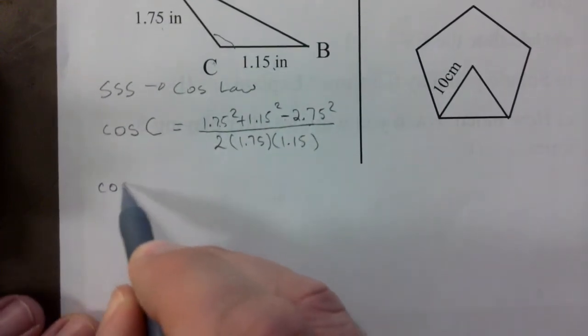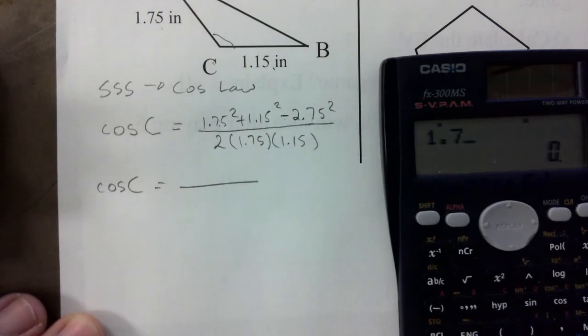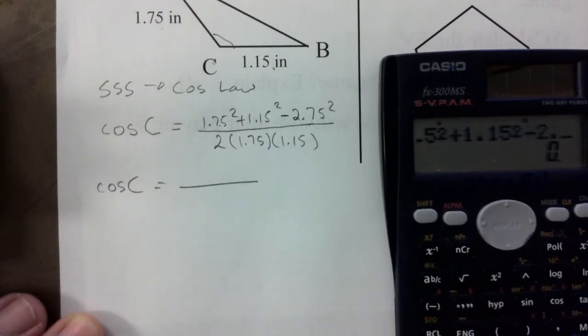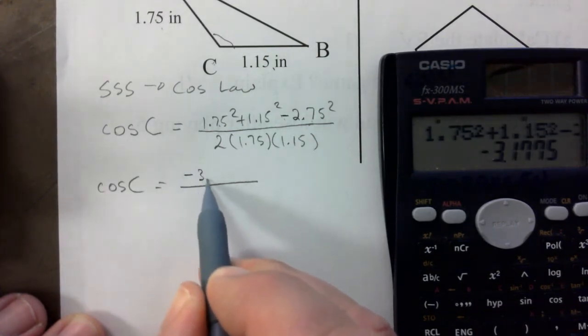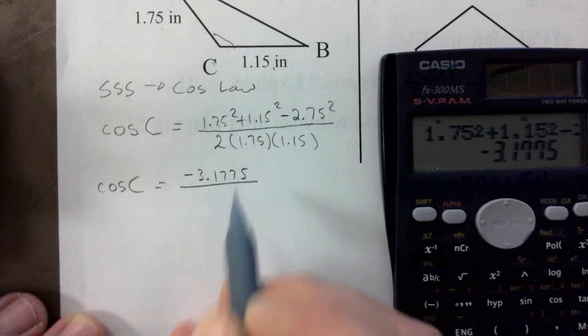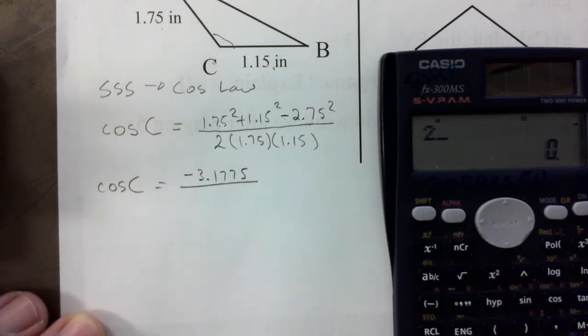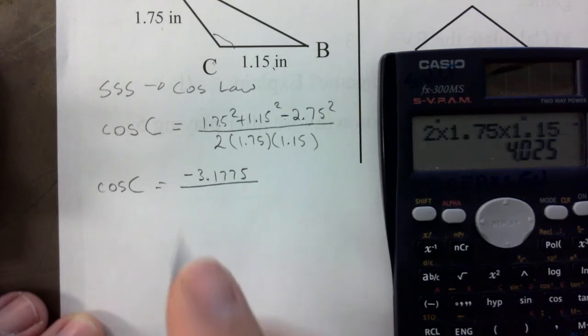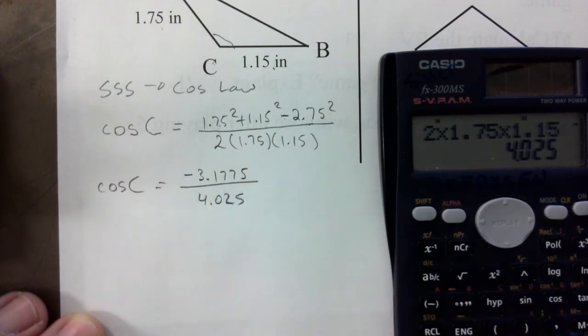Now we're going to clean that up, right? We're going to figure out what the top is, 1.75 squared plus 1.15 squared minus 2.75 squared. Oop, and it's a negative. So we're going to have to be really careful with that. We know it's going to be an obtuse angle after all. So 2 times 1.75 times 1.15, that's 4.025 at the bottom here.